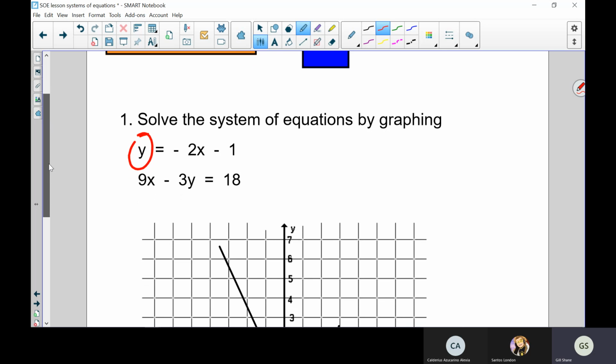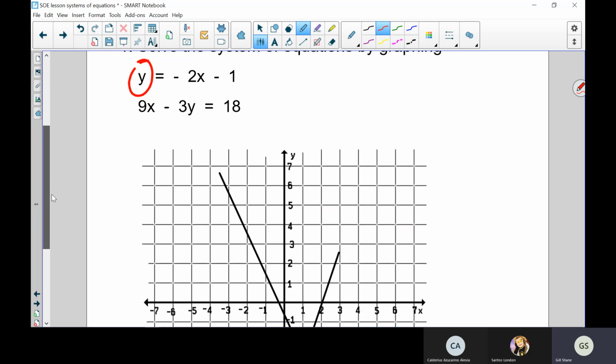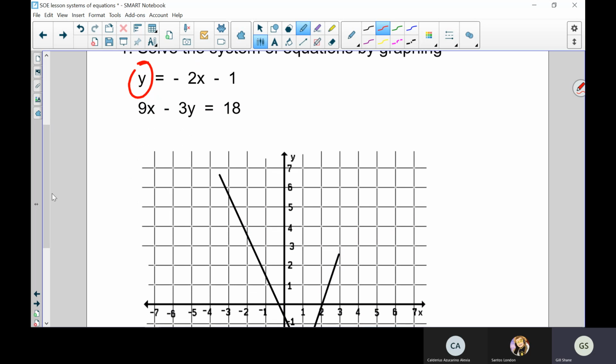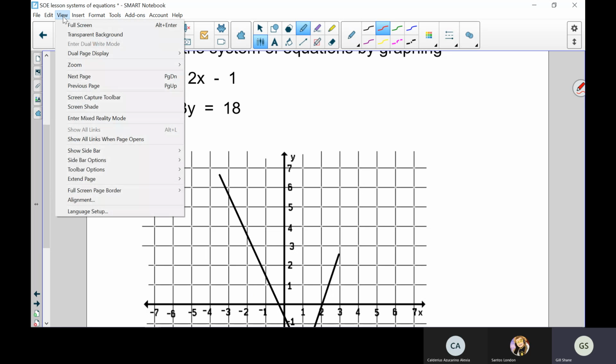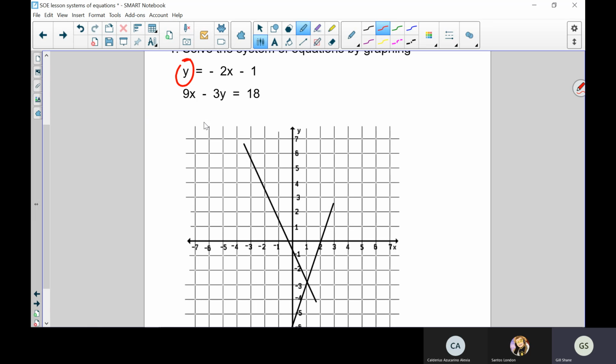I'm going to try to show as much as I can. Let me zoom out a little bit. There we go. All right, so I have y all by itself. So I know that means I have slope and I have the y-intercept.